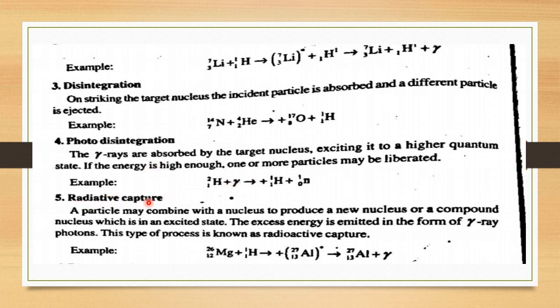Next is radiative capture. A particle may combine with the nucleus to produce a new nucleus or a compound nucleus which is in the excited state. The excess energy is emitted in the form of gamma ray photons. So here too there is an absorption of the incident particle, and it goes to a higher excited state, and after that it releases a gamma photon.